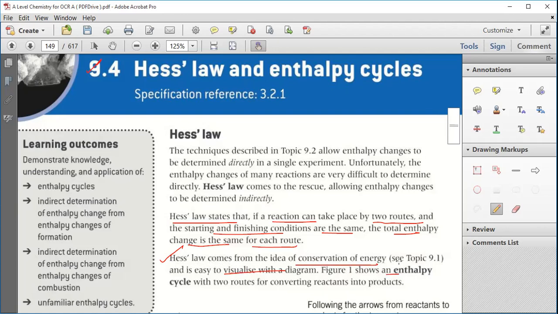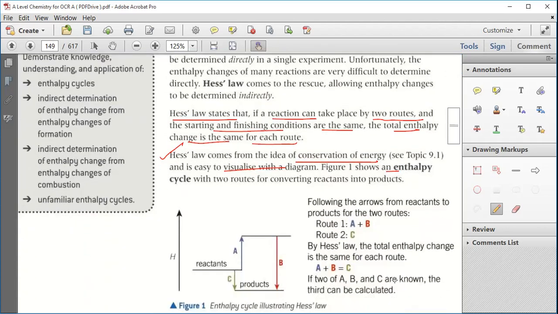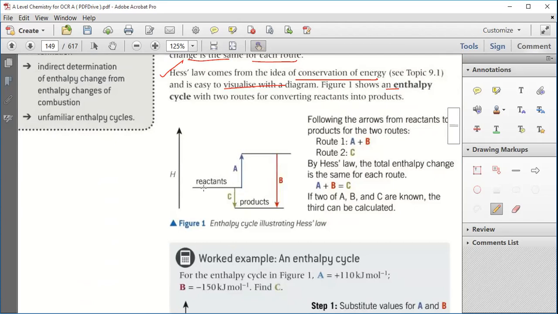Figure 1 shows the enthalpy cycle of the two routes of converting the reactant into product. If you see the reactant and this is the product, it can go through A and then B, or it can go through C and then B. For example, route 1 is A plus B, or route 2 is simply directly C. You can go like this, or you can simply go down this way. There are two routes, but in both cases delta H remains the same. So by Hess's law, the enthalpy change is the same for each route, that is, A plus B is equal to C. Is that clear?